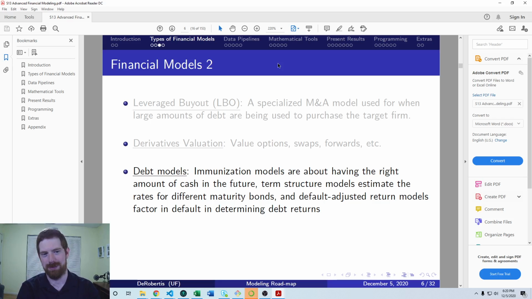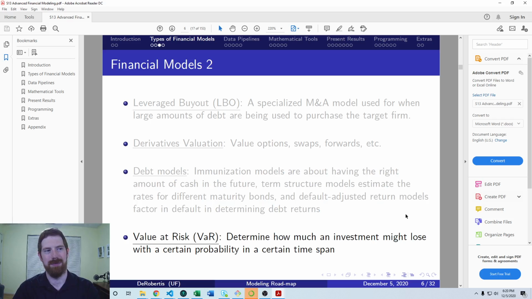Term structure models try to explain the yields on different maturities of bonds, and default adjusted return models are for evaluating the returns on debt instruments once you consider the default as well. So the model that we looked at in the course is sort of in this regard of trying to adjust for the default and the value of debt.